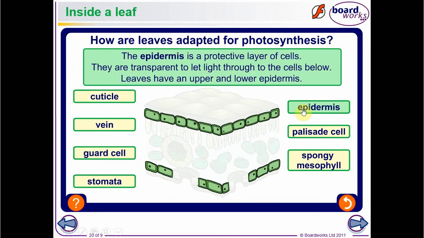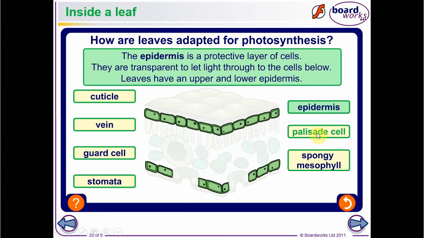Under the cuticle, we have the upper epidermis, and we also have, down, the lower epidermis. The epidermis job is to protect the inner cells. Okay, they don't do photosynthesis because they do not contain chloroplast, but they are transparent to allow the sunlight to pass through it and reach the lower cells.